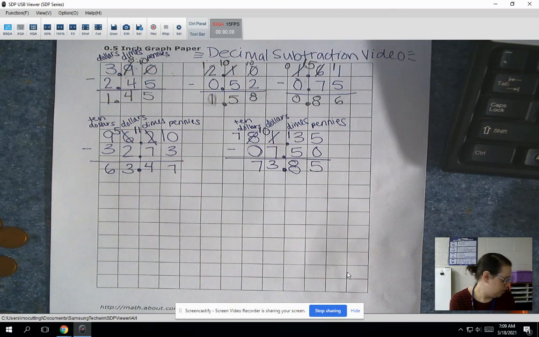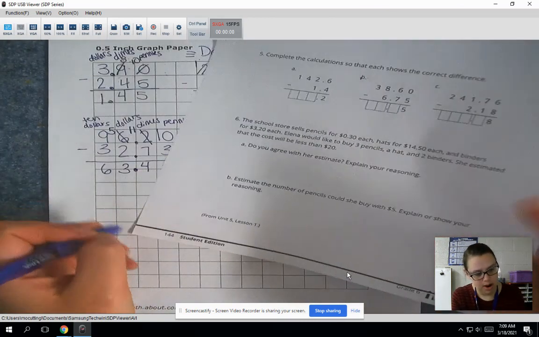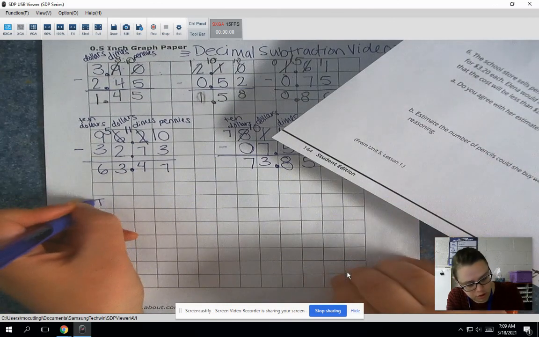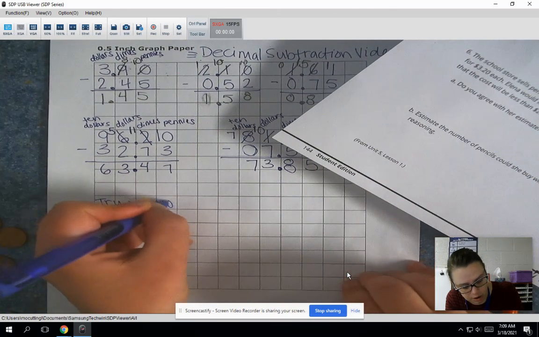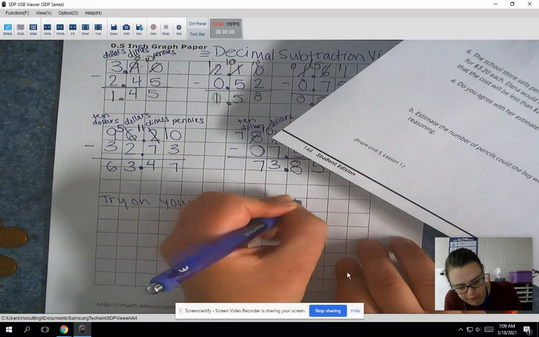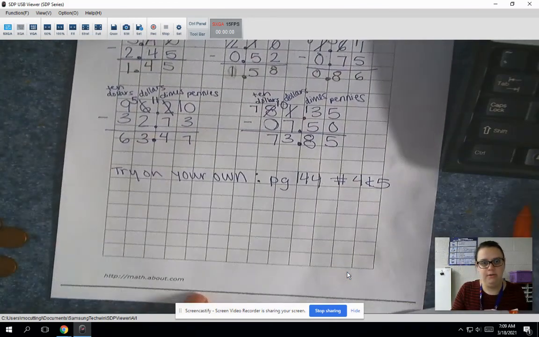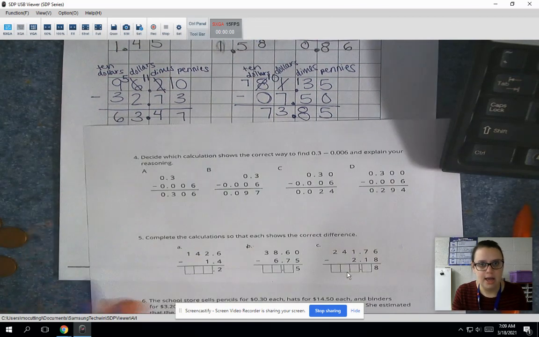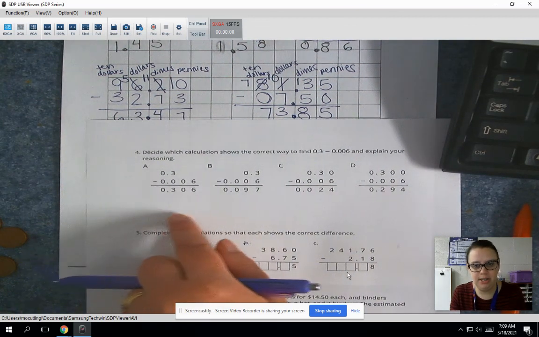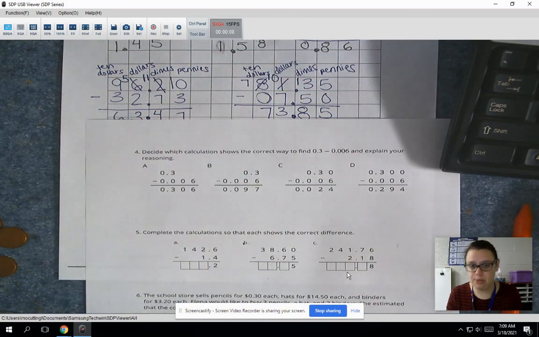Okay. So your try on your own for today is in your workbook, page 144. Let's write this down. Try on your own is page 144, number 4 and 5. So number 4 has a subtraction problem, and you just need to tell us which one of these is correct. Which one did they line up the decimal and subtract correctly?